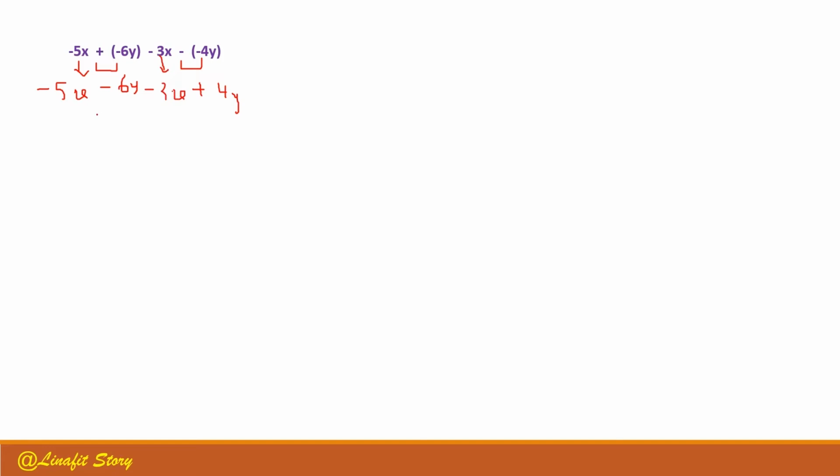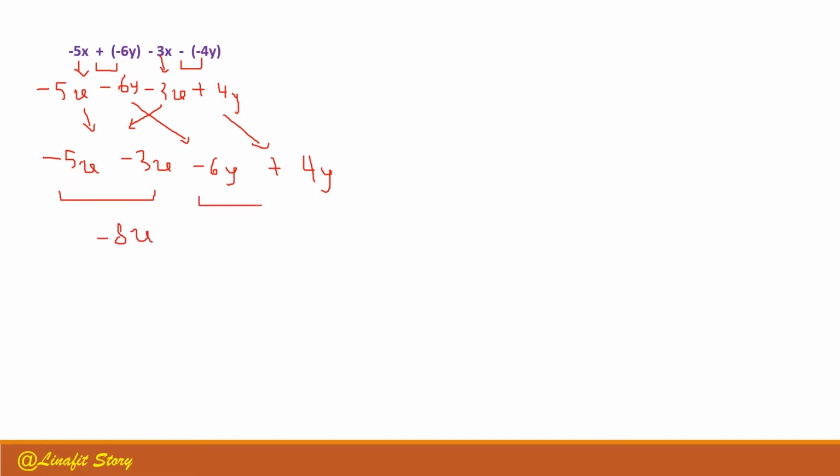And after that, rearrange. Group the like terms. Negative 5x minus 3x minus 6y plus 4y. Negative 5x minus 3x is equal to negative 8x. Negative 6y plus 4y is equal to negative 2y. So the answer is negative 8x minus 2y.